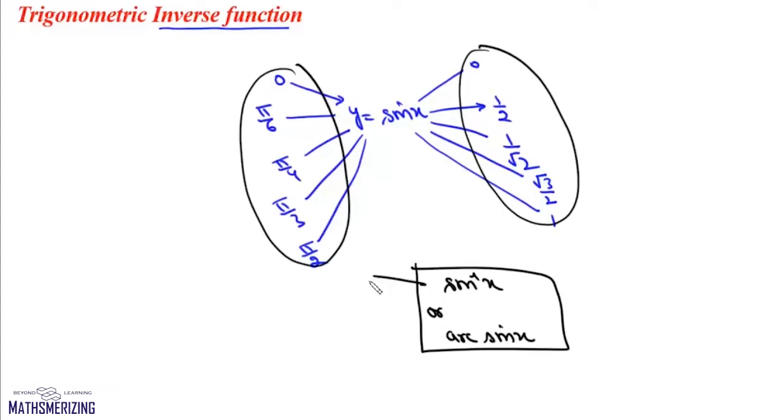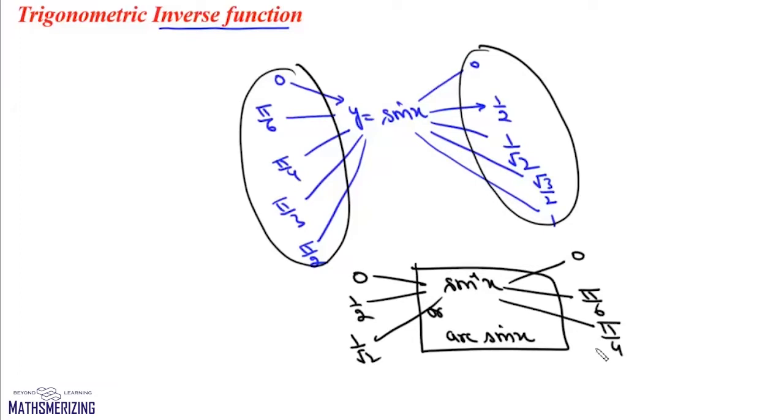So we'll put x as 0, we'll get sine inverse x as 0. If we'll put x as 1 by 2, we'll get sine inverse x as pi by 6. If we'll put this value as 1 by root 2, we'll get value of sine inverse x as pi by 4. So any trigonometric inverse function is nothing but an angle. So from now on, whenever you see any trigonometric inverse function, just think of it as an angle. It is nothing but some angle theta.